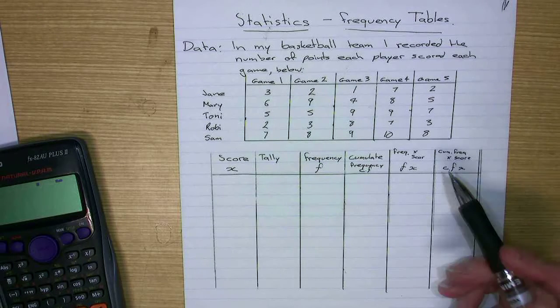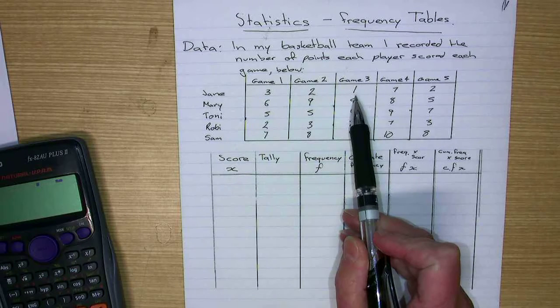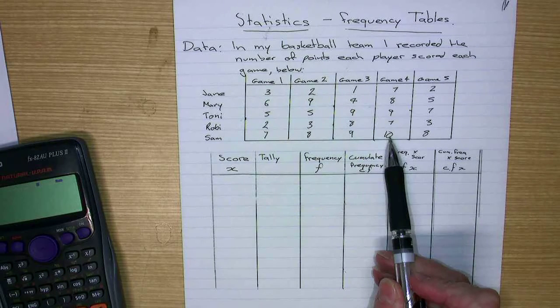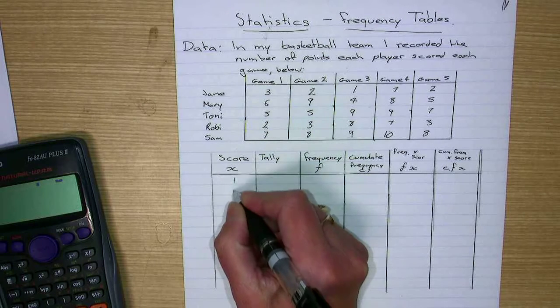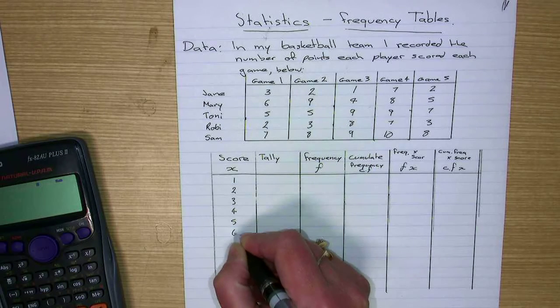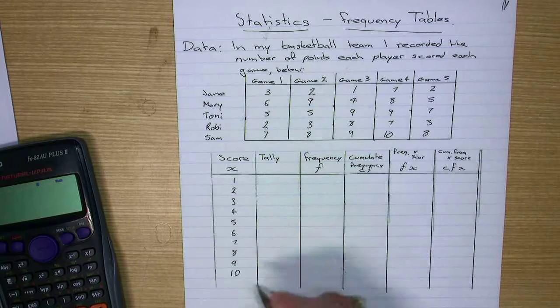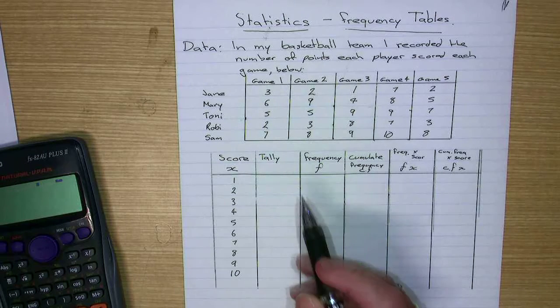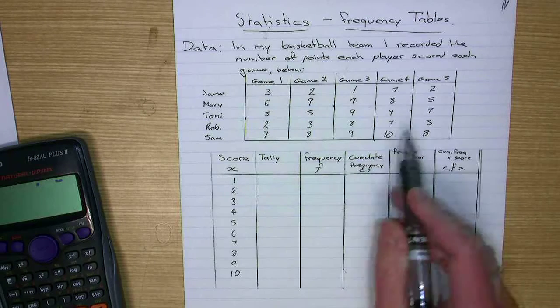So the first thing I can do is look at my table and find out what's the smallest number and what's the largest number. And so they are my scores: the numbers 1, 2, 3, 4, 5, 6, 7, 8, 9, 10. So now I'll go through my table here and I'll put tally marks for every time the number occurs.